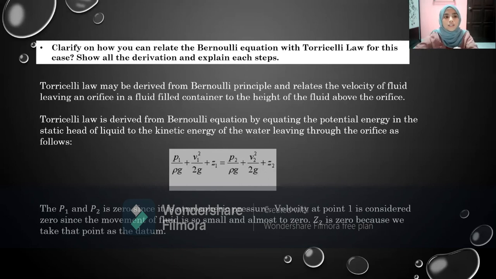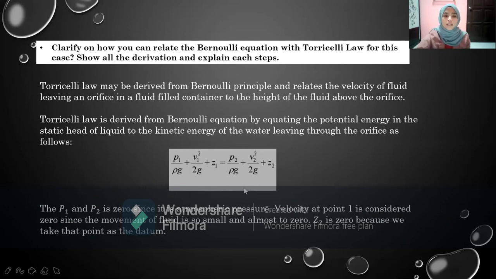So basically, Torricelli's law may be derived from Bernoulli's principle and relates the velocity of fluid leaving an orifice in a fluid-filled container to the height of the fluid above the orifice. Torricelli's law is derived from the Bernoulli equation by equating the potential energy in the static head of liquid to the kinetic energy of the water leaving through the orifice, as follows.